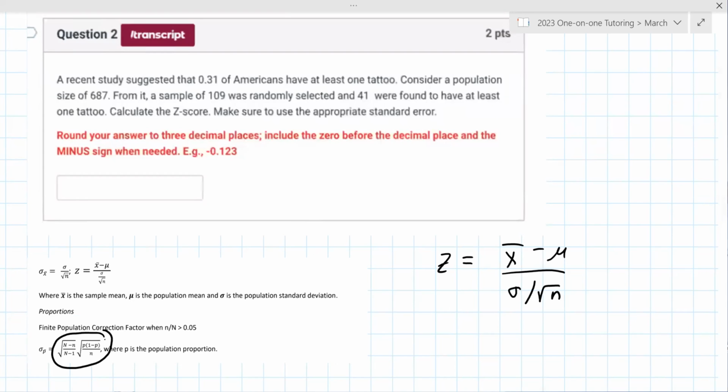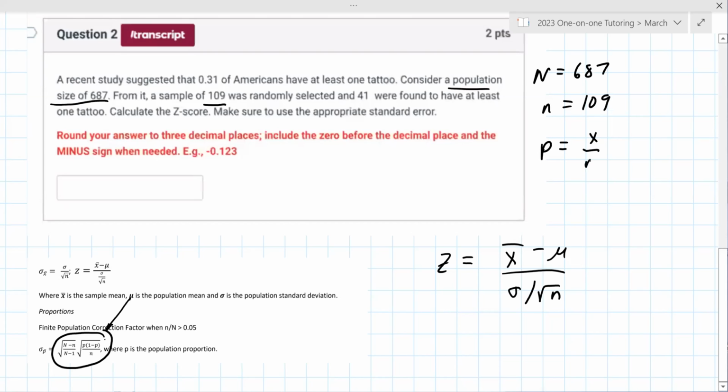The way I know that is they give you a population of 687. That's big N. Little n is they sample 109. So if you're looking at that formula down there, you need big N and little n. You also need a P. Your P is X divided by little n. X in this problem is 41. They're saying 41 have at least the one tattoo.